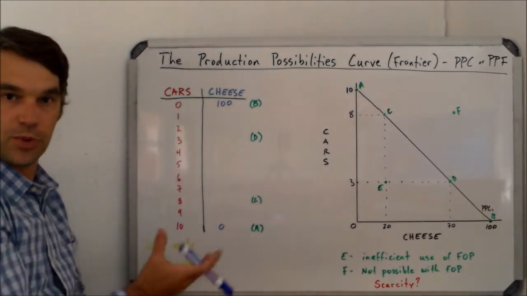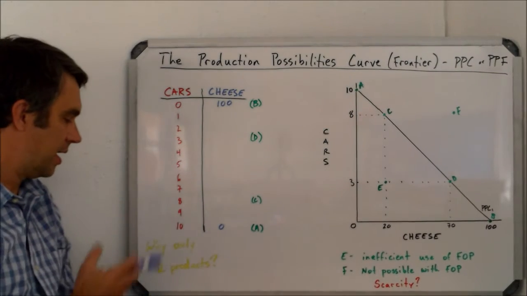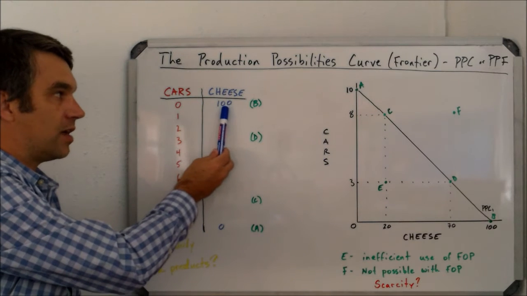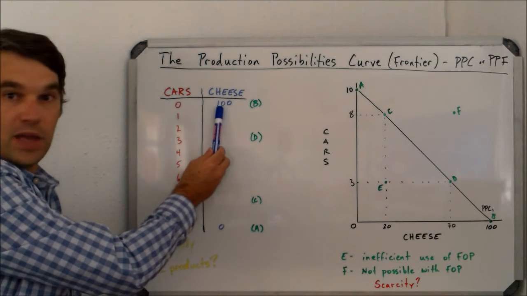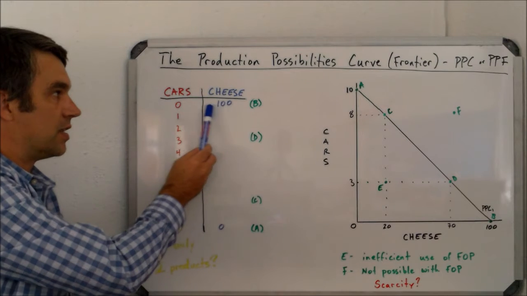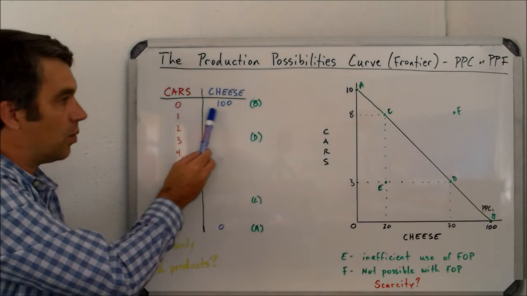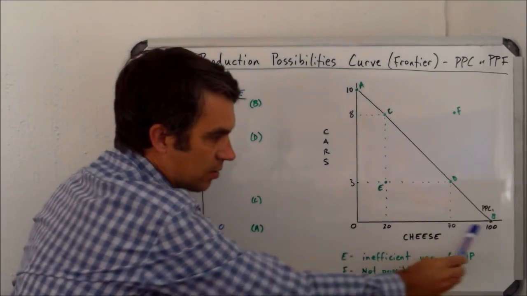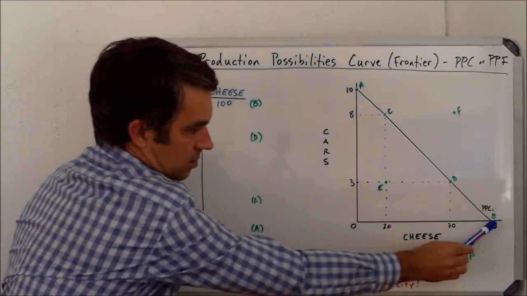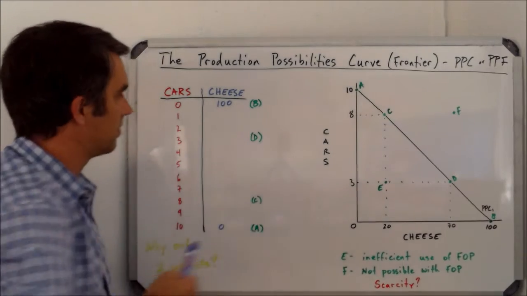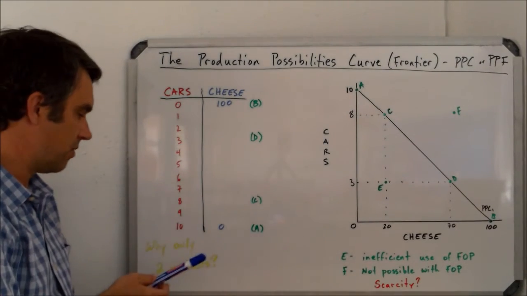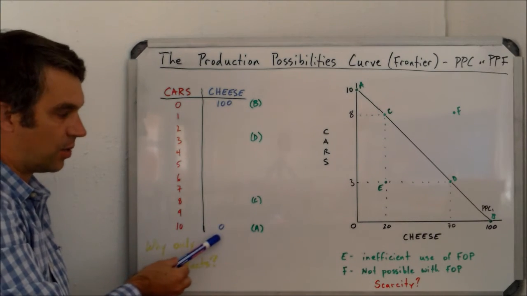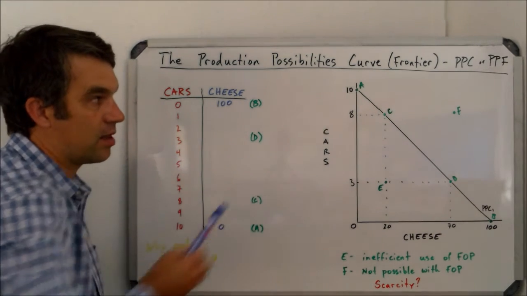We're going to take the same numbers we had on the previous slide and look at them this way. So if I made 100 blocks of cheese, that meant all of my resources were making cheese, therefore I could make 0 cars. We see that here, and we see it down here at point B. So 100 cheese equals 0 cars. Or, at the other end of that, if I wanted to make only cars, I could make 10 cars and 0 cheese. And we see that at point A there.